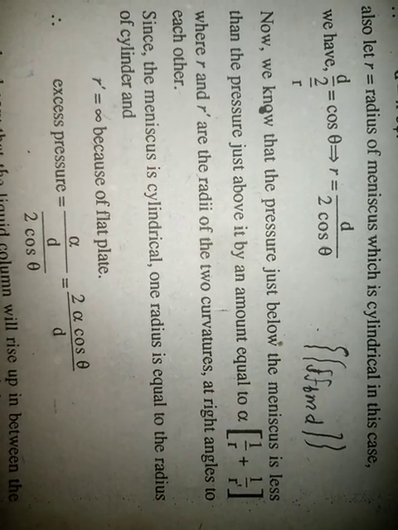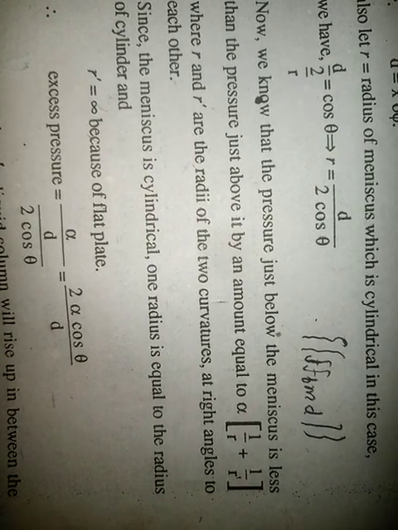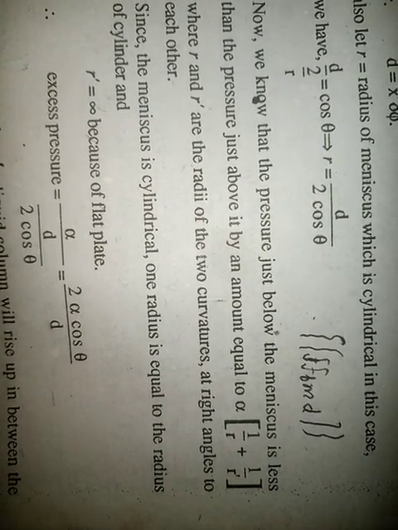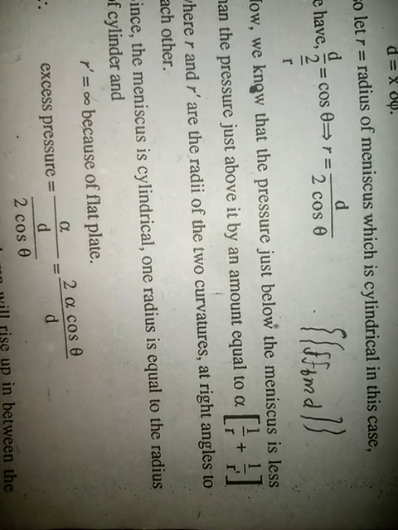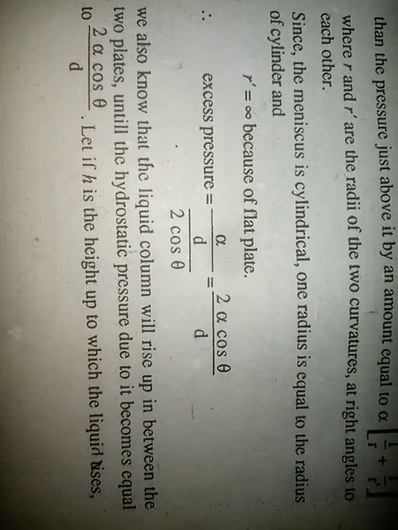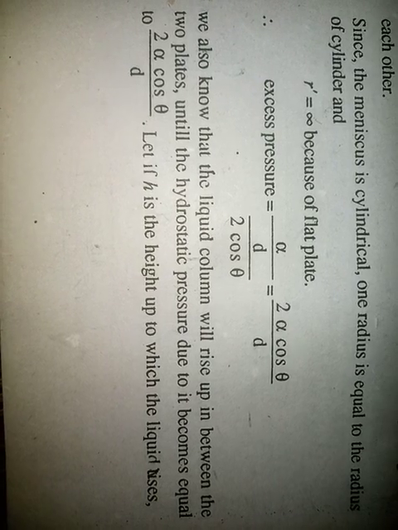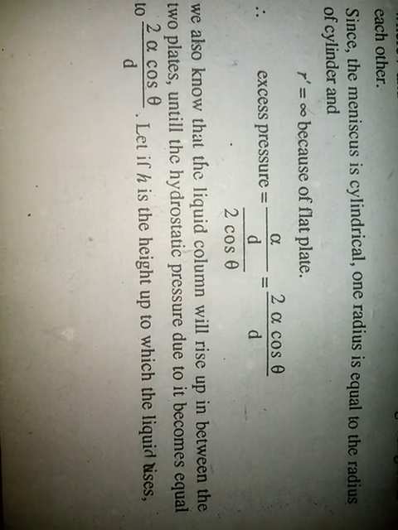Now we know that the pressure just below the meniscus is less than the pressure just above it by an amount equal to alpha into (1 by r plus 1 by r dash), where r and r dash are the radii of the two curvatures at right angles to each other. Since the meniscus is cylindrical, one radius is equal to the radius of the cylinder and r dash equals infinity because of the flat surface.